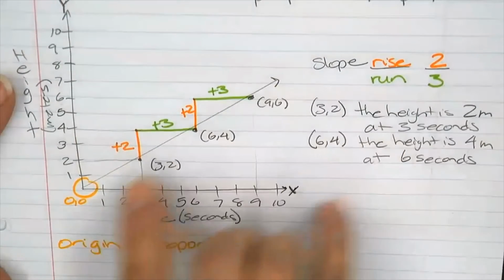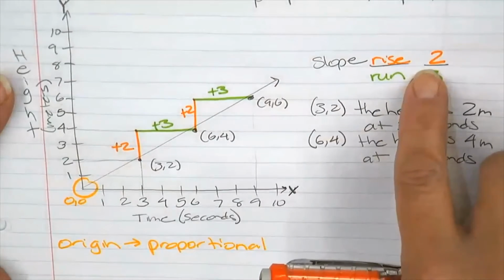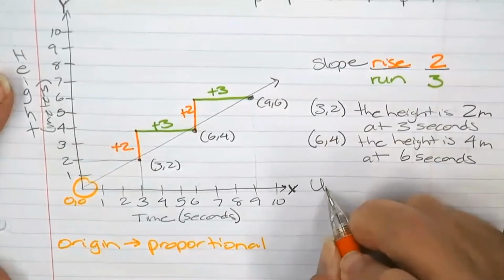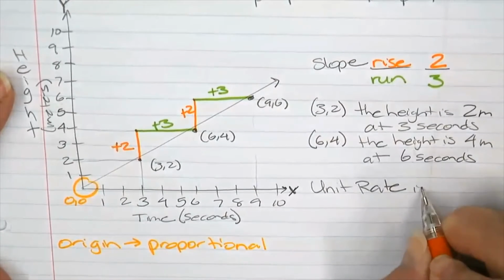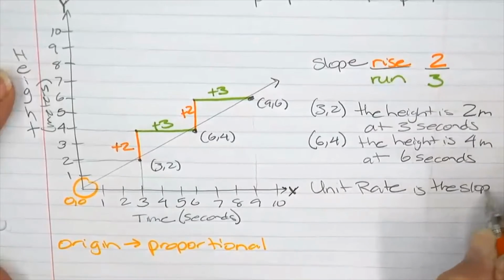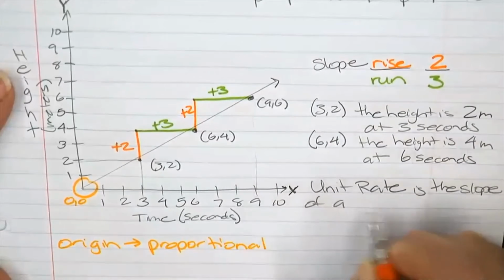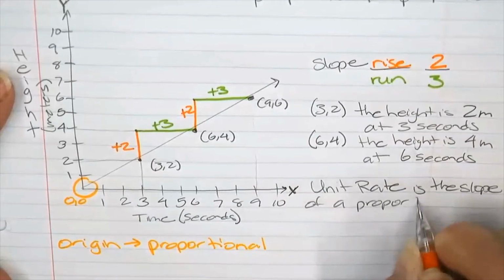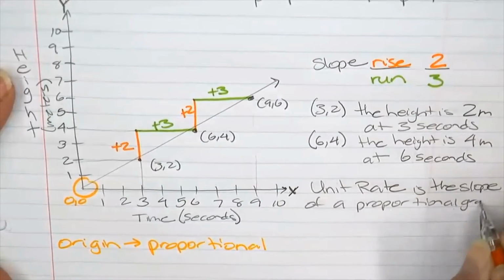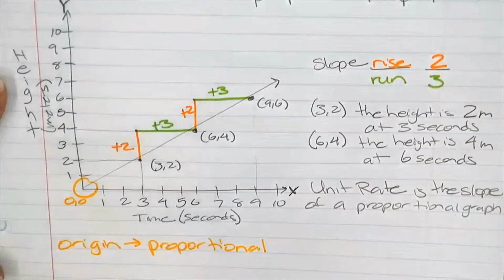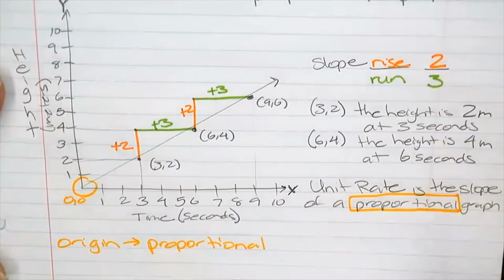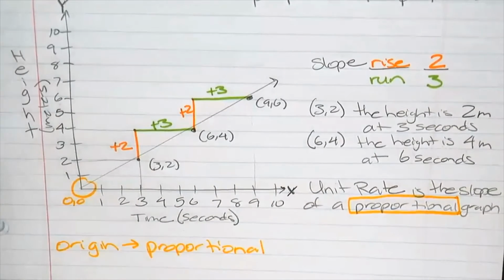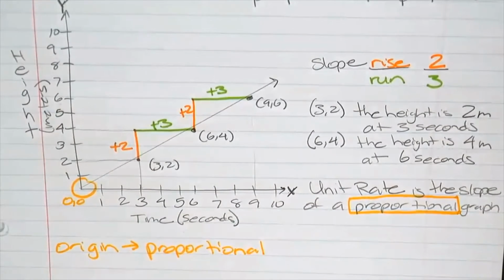Because this is proportional, it goes through the origin, and with our slope, we can describe the unit rate. The unit rate is the slope of a proportional graph. If it is not proportional, you do not have a unit rate. So what is our unit rate?